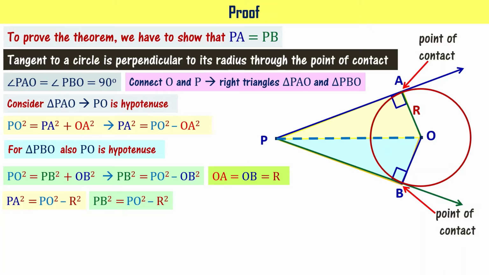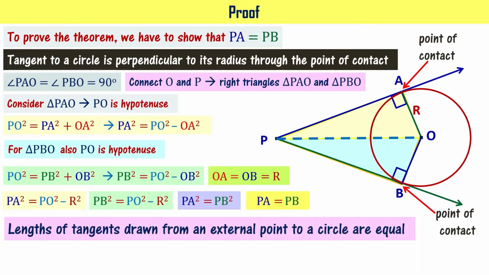When you observe the right hand side terms of both the equations, they are same, right? PO square minus R square. It means left hand side terms are going to be equal, right? So let's write that PA square equal to PB square. If I drop the square term from both the sides of the equation, I can write it as PA equal to PB. This is what we wanted to show, right? It means lengths of tangents drawn from an external point to a circle are equal. Please note this.